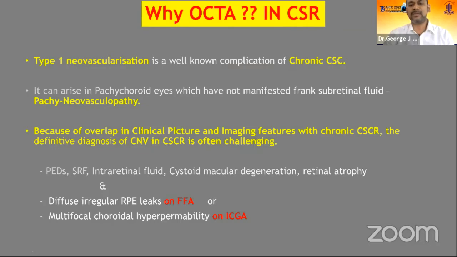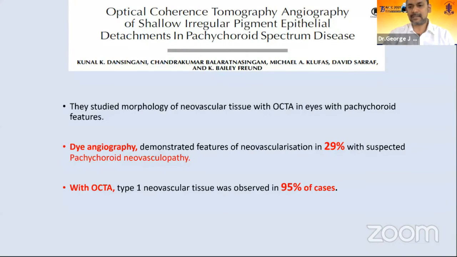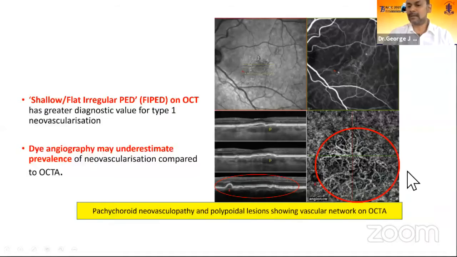Now, why do you need OCT angiography in a CSR? Because of the type 1 neovascularization in chronic CSR or in a de novo pachyneovasculopathy, the FA and ICG are sometimes not picking up the neovascularization because of the diffuse leakage on FA and ICG. And the studies have shown that dye-based angiography picks up only 30% of these subtle neovascularizations, whereas OCTA picks up 95% of the cases, usually associated with these flat irregular PEDs called FIPED.